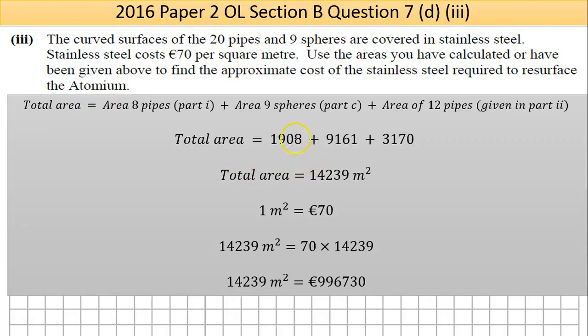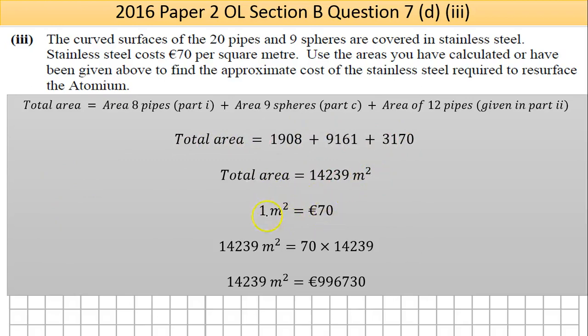So go straight to the answer here. I've taken them from part 1, part C, and part 2. Okay, so 1908 plus 9161 plus 3170. So have a think about what we're doing. Okay, even again a drawing might help. But the total area is 14239 meters squared.